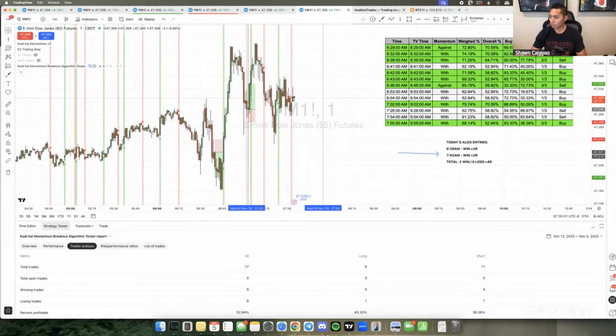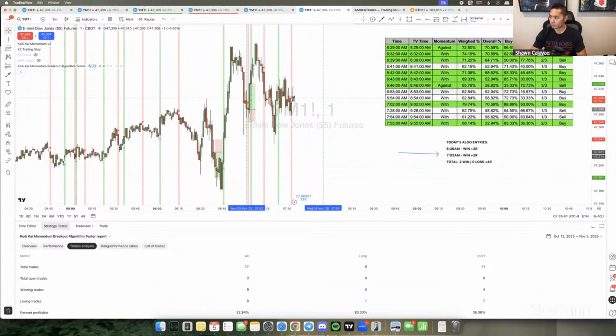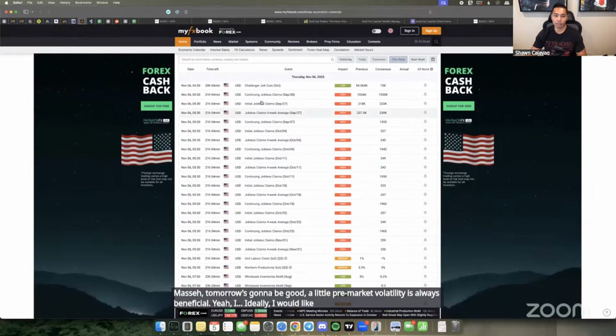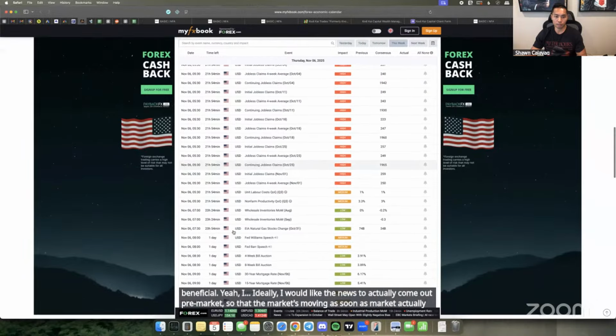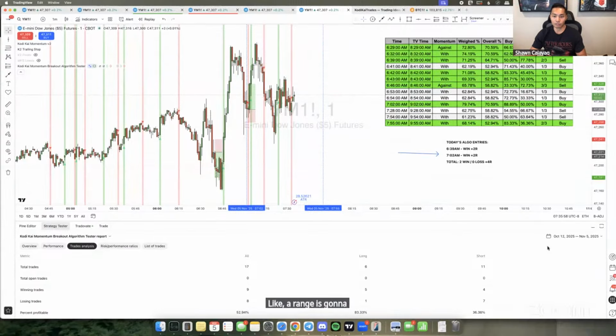Barack said maybe there's no market maker, there's just a very well-trained algo that sees orders and understands the objectives of the maker. Yeah, possibly. Siege says that tomorrow is going to be good. A little pre-market volatility is always beneficial. Yeah, ideally I would like the news to actually come out pre-market so that the market's moving as soon as the market actually opens, and then there's no news after. So there's going to be some volatility and a range is going to be established already once we enter the market tomorrow.